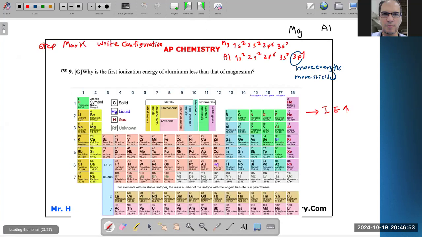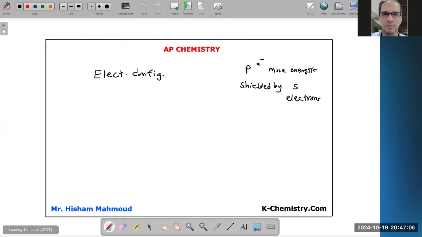According to your configuration, if it had 3S here, you say 3S, 4S you will say 4S, and here it was 3P, you will say 3P. I will say 3 things to write in the exception always. The exception between which groups? Between group 2 and group 3. Write the electronic configuration. Say the electron in P is more energetic because it is shielded by the S electrons.